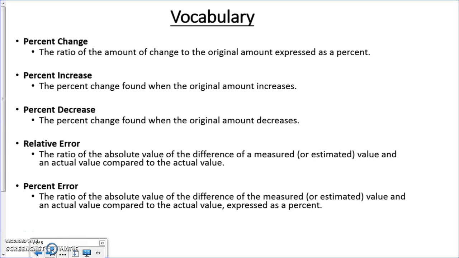Relative error, the ratio of the absolute value of the difference of a measured or estimated value and an actual value compared to the actual value. Percent error, the ratio of the absolute value of the difference of the measured or estimated value and an actual value compared to the actual value expressed as a percent.